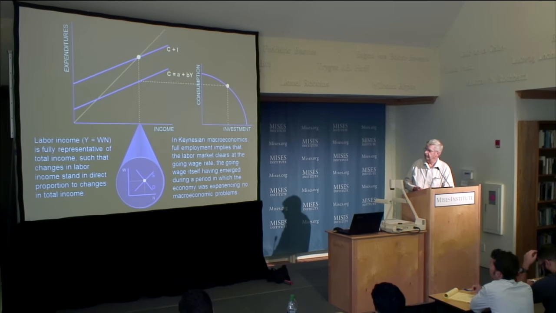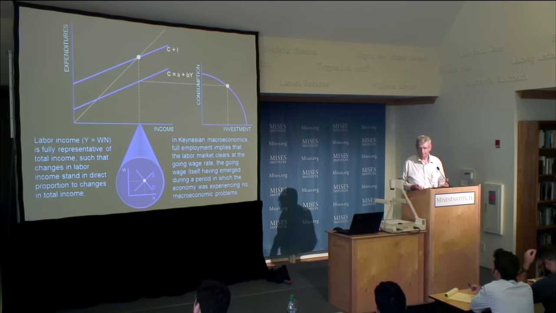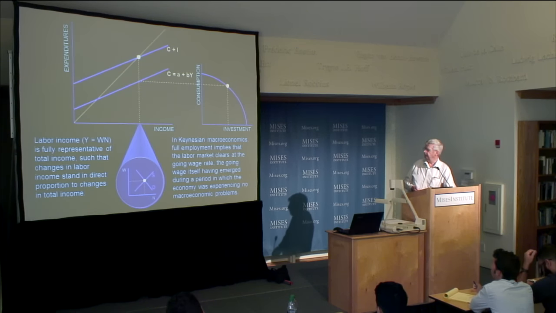Is fully representative of total income, such that changes in labor income stand in direct proportion to changes in total income, which means that interest income and profits, other incomes, they all move up and down with labor income. So as long as we monitor labor income, we know generally what's happening to total income. Of course, that's not right, because the different components can vary one with another.